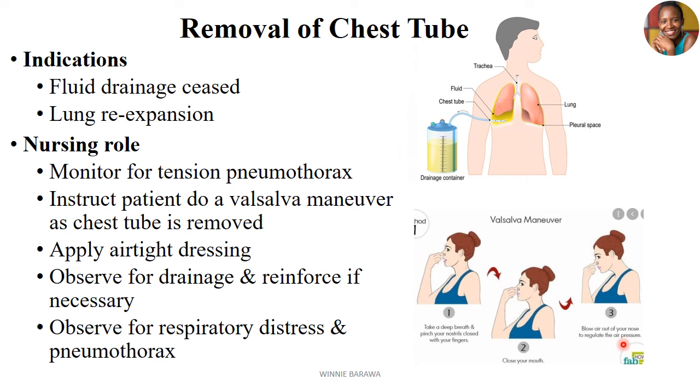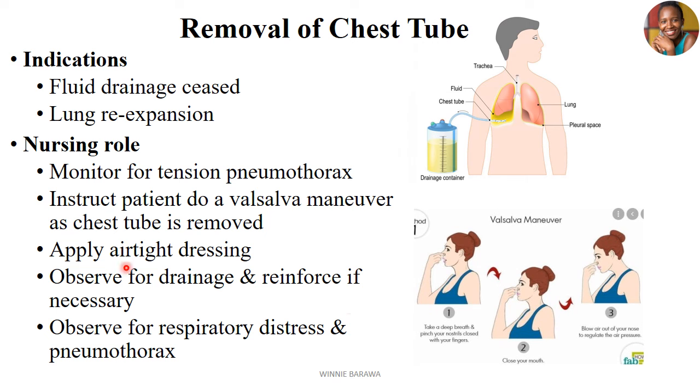So the easiest way to describe this is: take a deep breath and then pinch the nostrils. Then close your mouth. After you've done those, the second bit is to try as if you're blowing the air out of your nose to help you regulate the air pressure. That's it on the Valsalva maneuver, and it helps you to pull the chest tube easily. So that's what the patient should do when you're instructing them on chest tube removal.